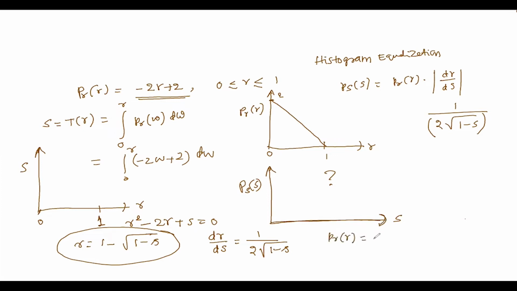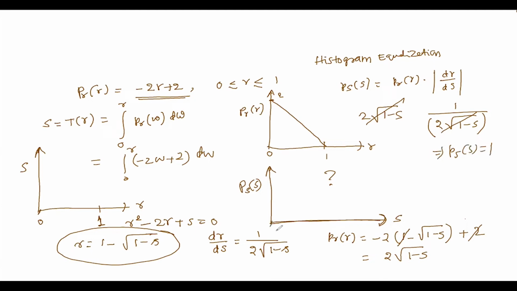PR of R is equal to minus 2 times R plus 2, where R is equal to 1 minus square root of 1 minus S. This and this gets cancelled. This is equal to 2 times square root of 1 minus S. PS of S is equal to 1. So you have it varying from 0 to 1, and this value is equal to 1.